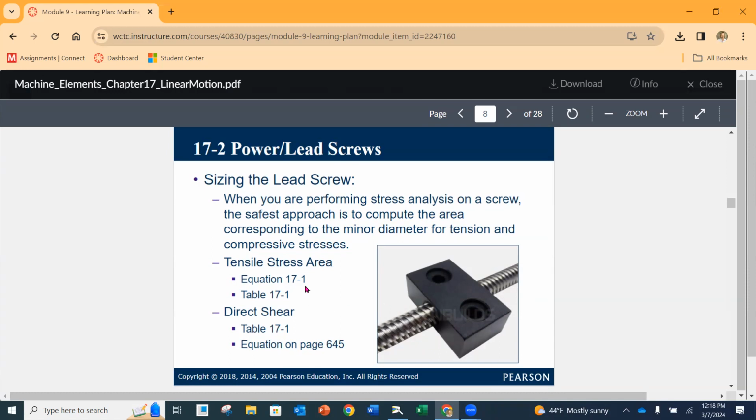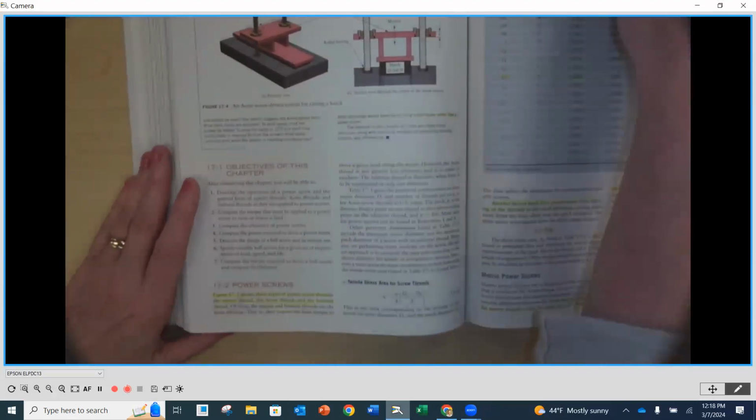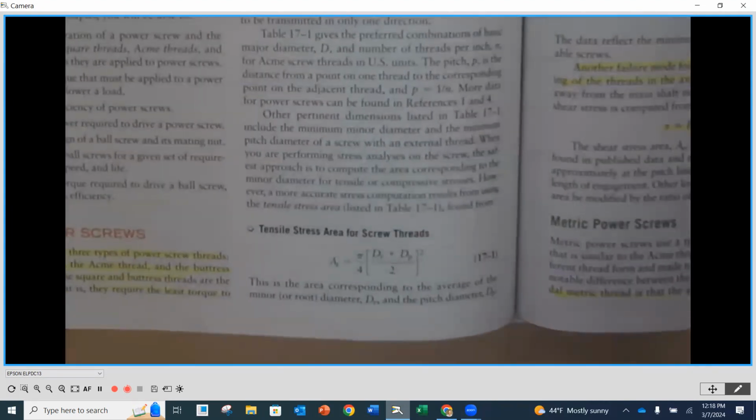So if we look at the following equations in our book, we are going to see the variables. Equation 17.1 looks at the area in tension. So I'm going to go underneath my camera here, and on page 644 at the bottom of the second column, you're going to see the area in tension.